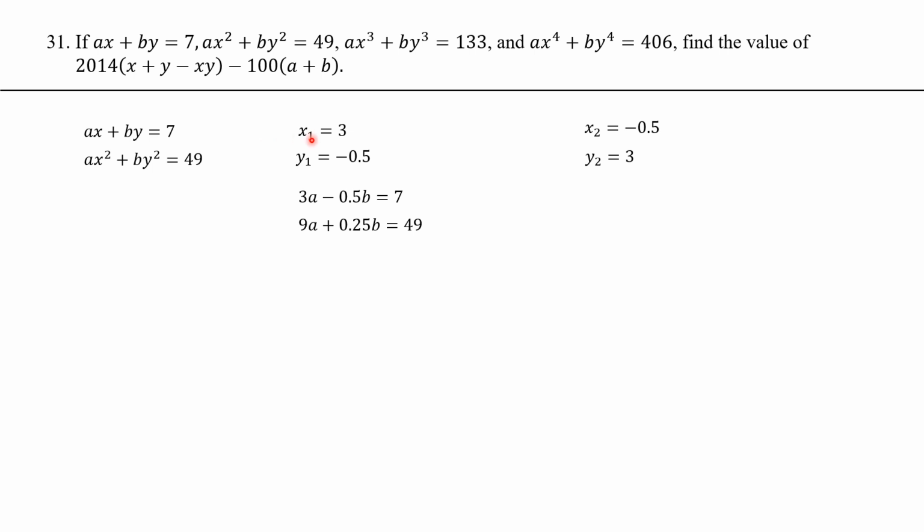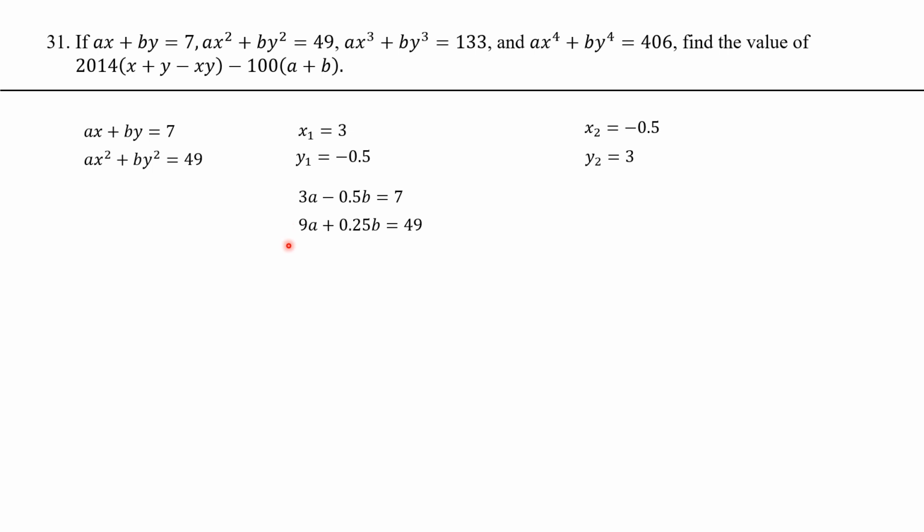If I plug in x1 equals 3 and y1 equals negative 0.5, this is what I have. So even though we are given 4 identities, I only need 2, right? Because I have 2 unknowns, a and b. So I don't really need the rest of it. If I use them, I'm still going to get the same answer. So if we plug in the x and y values, this becomes like this, right?